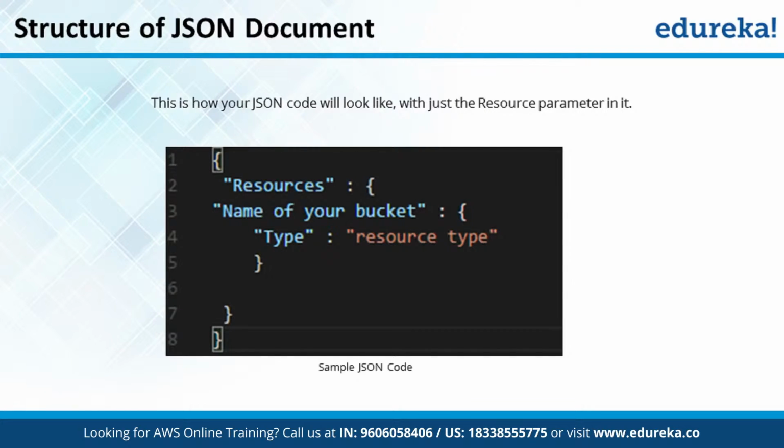A JSON document doesn't know what service you're talking about. So you'd specify the name of the bucket, and inside the braces you'll be specifying which service. Over here you'll be specifying the S3 service. Don't worry, I'll be showing you this JSON document in a moment. But before that, you should understand how a JSON document is structured, and this is what we're doing right now.